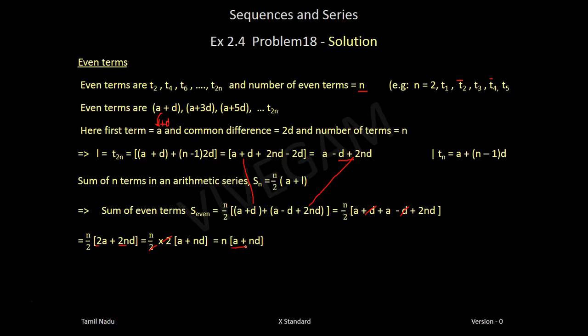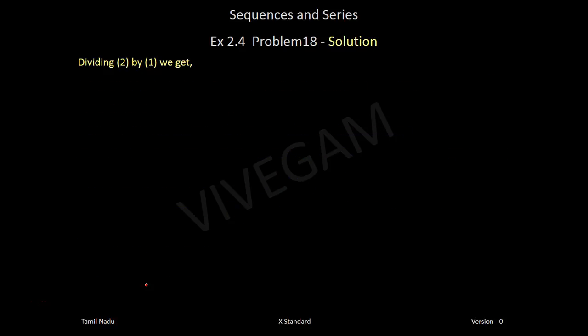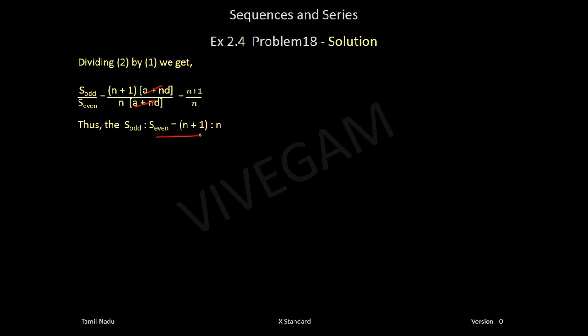We have already found the sum of odd terms. So what we need to do is divide equation 2 by 1, the sum of odd terms divided by sum of even terms. Sum of odd terms was n plus 1 into a plus nd. Sum of even terms is n into a plus nd. These two will cancel. So it will be n plus 1 by n. Thus, S odd is to S even will be n plus 1 by n. The fraction can be converted into a ratio, right? So this is our formula.